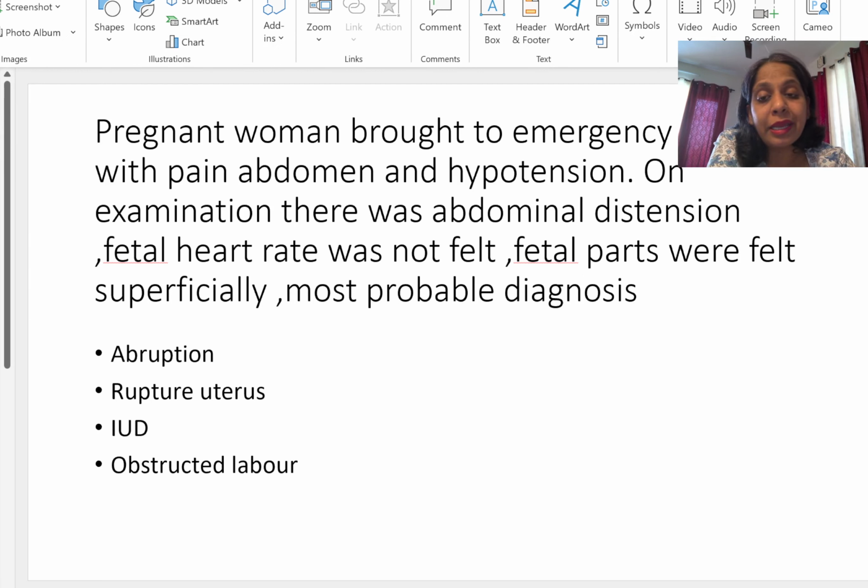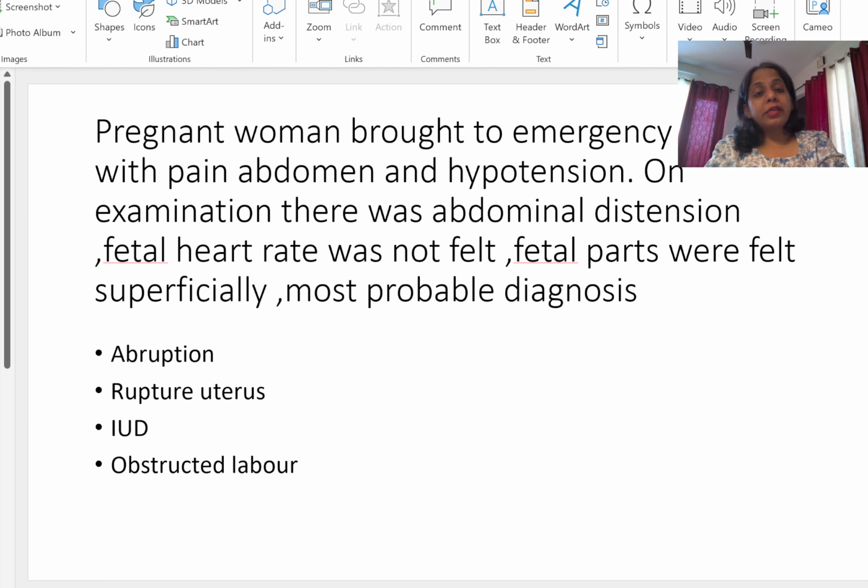The most probable diagnosis is rupture. I know that you now know the most probable diagnosis is rupture, but after a few seconds we will learn how to differentiate it from abruption. First of all, the third option here is IUD. Yes, IUD is there, but in rupture uterus, the fetus has come out of the uterus, so it is not an intrauterine death, it is rupture uterus.